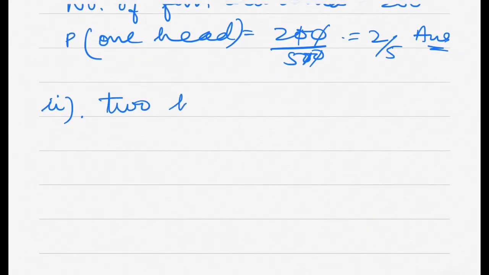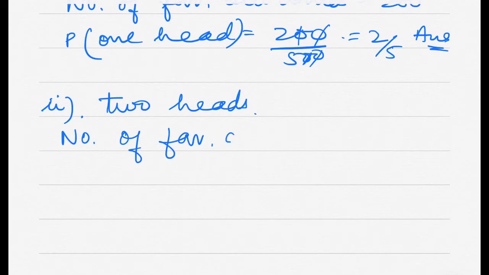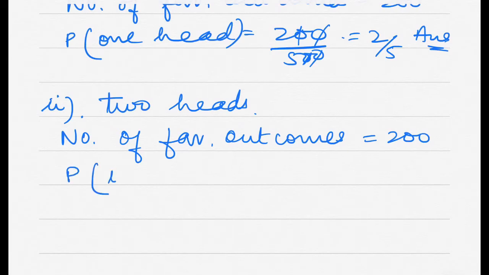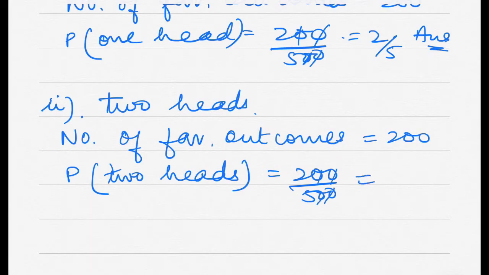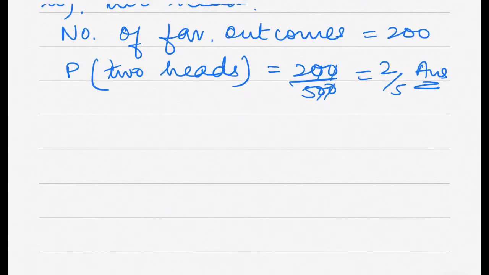The second part asks for 2 heads. For this event, the number of favorable outcomes is again 200. So my probability of getting 2 heads is equal to 200 by 500, the same, so this is also 2 by 5. That's my answer.